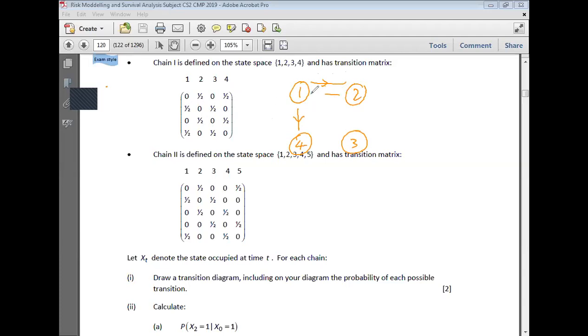From 2, you go to 1 and 3. From 3, you go to 4 and 2. And from 4, you go to 1 and 3. Yeah. And all of these have a chance 0.5 of happening. Okay. So now that I have already drawn the transition diagram for you guys, I want you guys to figure out these probabilities.